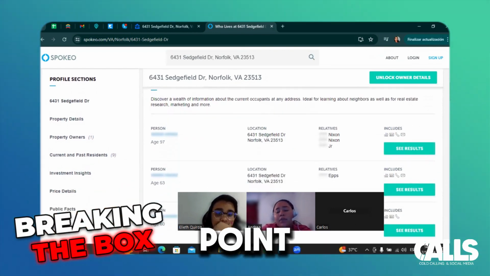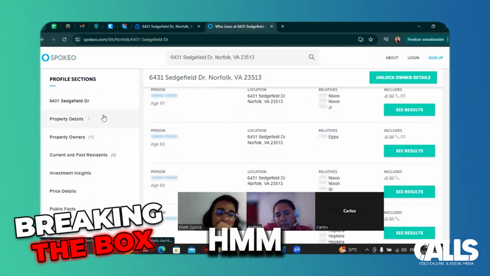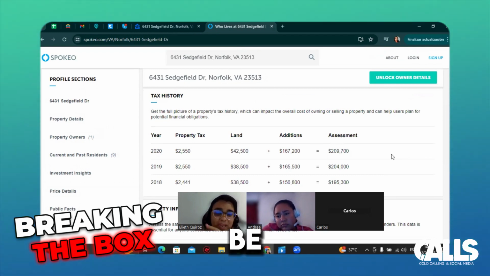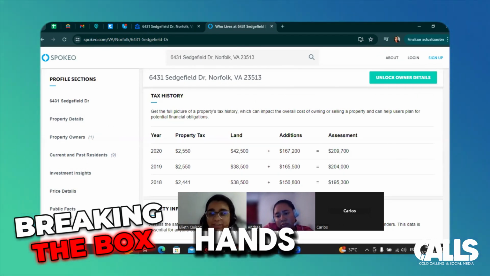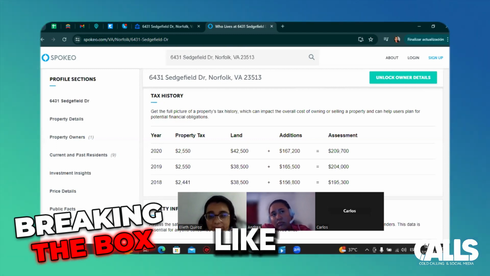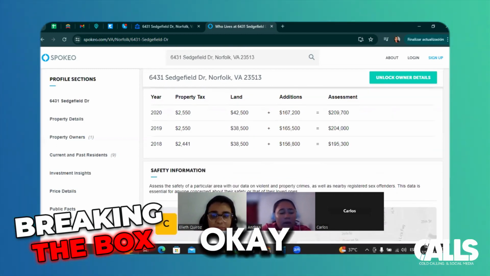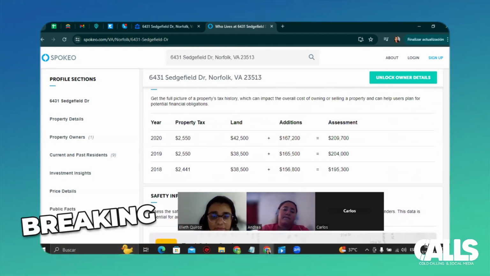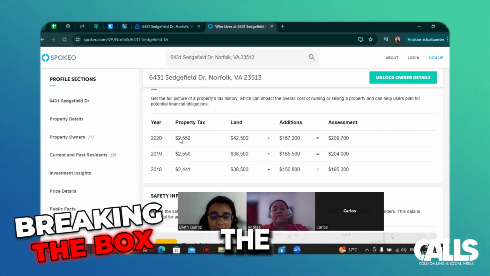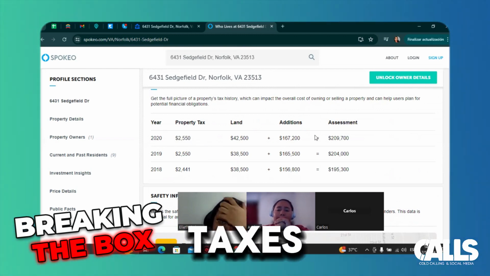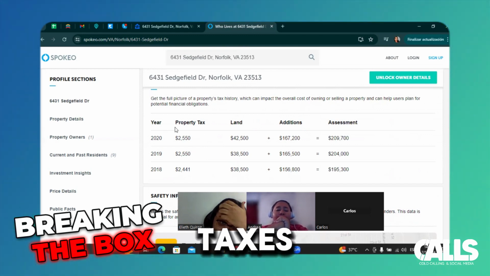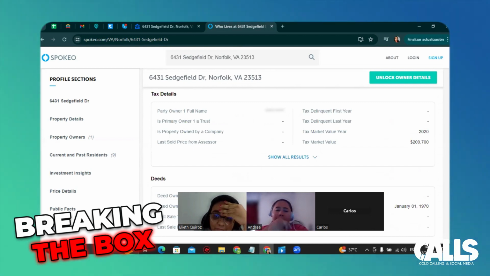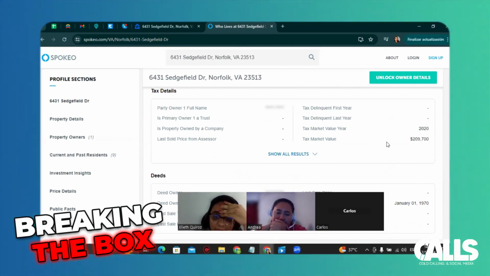What's the difference with the 0.5? I mean, they maybe added something to wash their hands, and it's not really a big difference. Okay. In 2020, they paid $2,000 in taxes. So taxes are probably around $200 more. Market value.